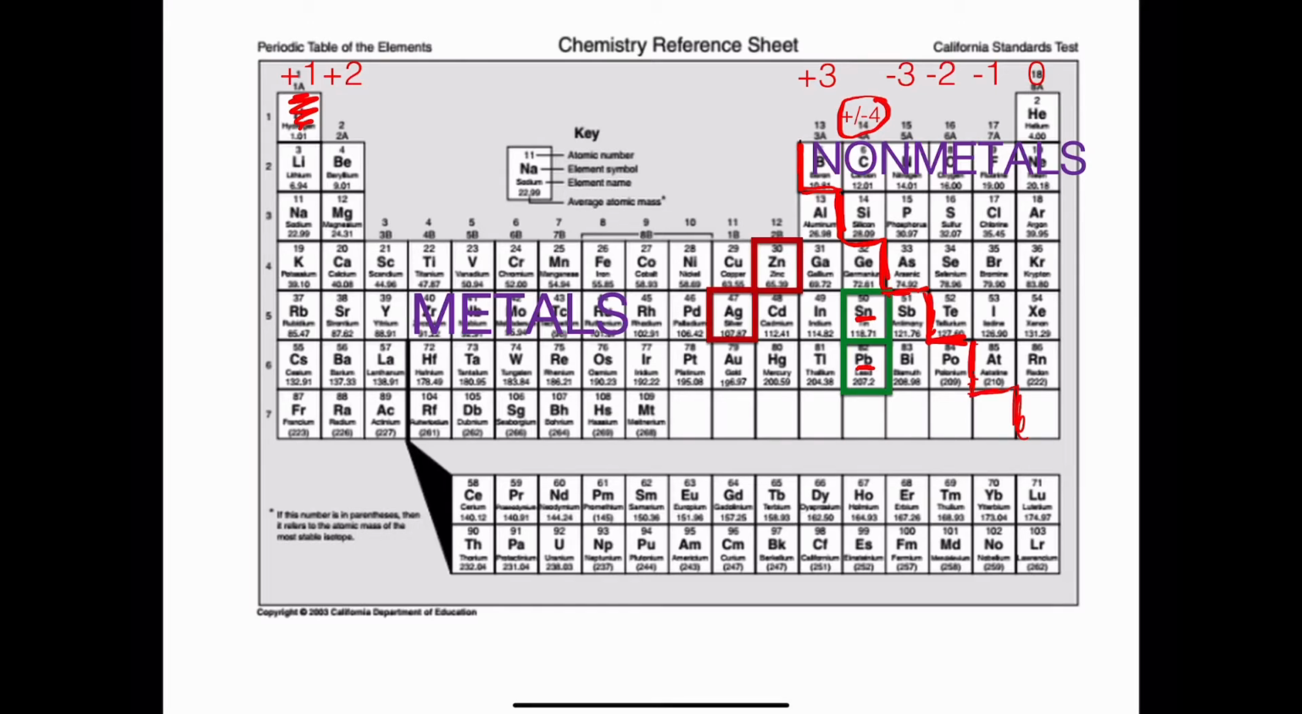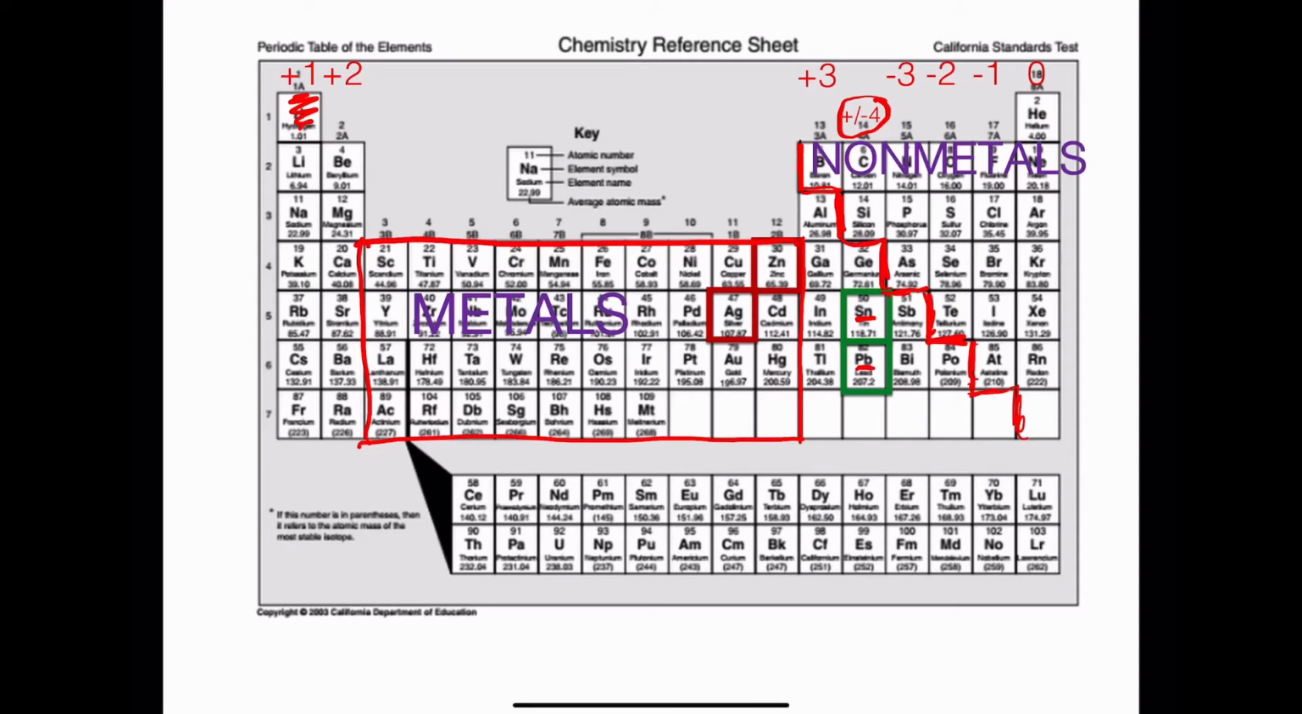The next things we want to look at are zinc and silver. And zinc and silver have set charges. Everything in this transition metal area in the middle usually has multiple charges because it can behave in multiple different ways.